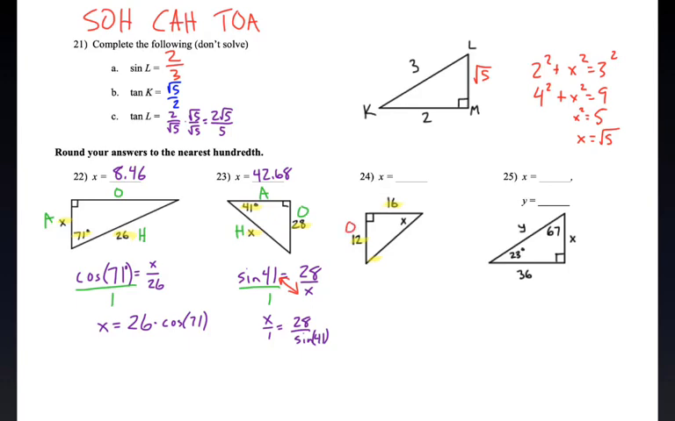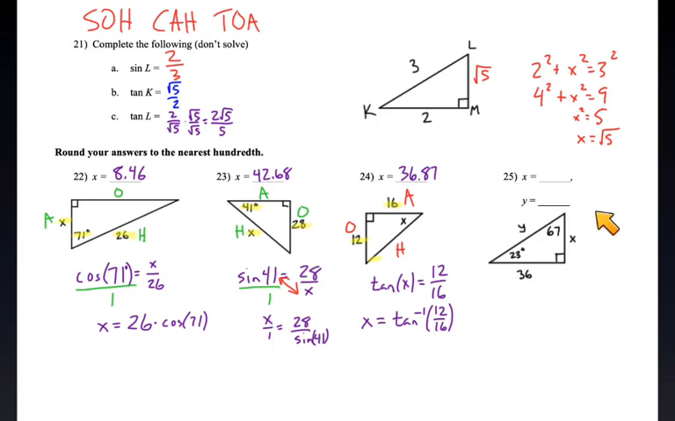From the perspective of my angle x, 12 is opposite, 16 is adjacent, so that's tangent. The tangent of the angle equals 12 over 16. Because I'm solving for the angle, whenever the angle is inside the sine, cosine, or tangent, or you're solving for the angle, that's when you use arc sine or arc cosine. In this case, arc tangent of 12 over 16.